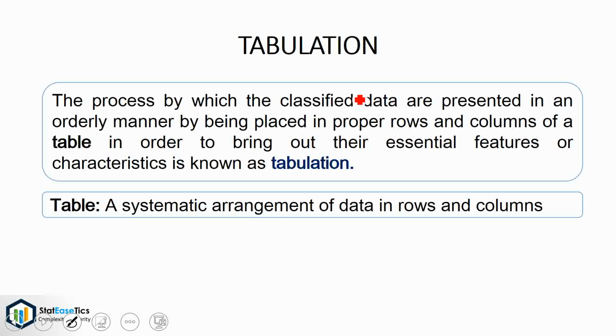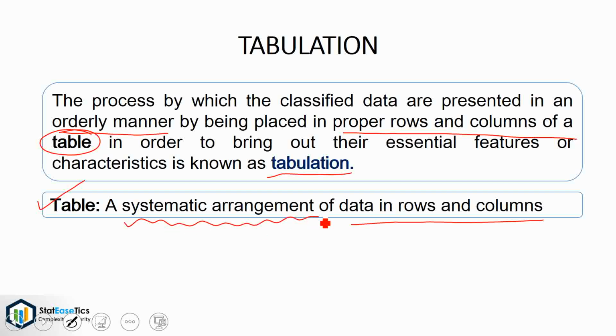Now let's move to the second part of the unit, that is tabulation. The process by which the classified data are presented in an orderly manner by being placed in proper rows and columns of a table in order to bring out their essential features or characteristics is known as tabulation. Here, a table is a systematic arrangement of data in rows and columns. So we can define table as a systematic arrangement of data in rows and columns.